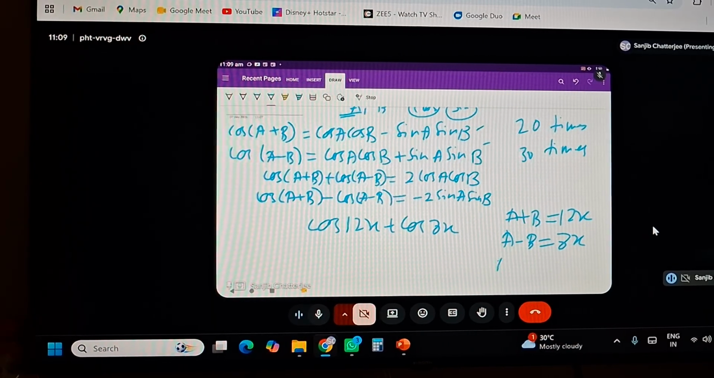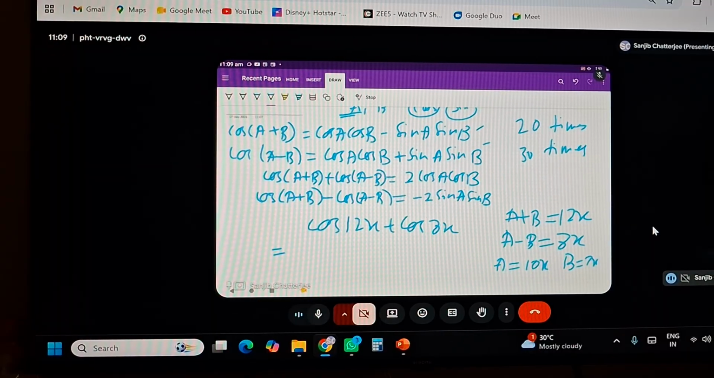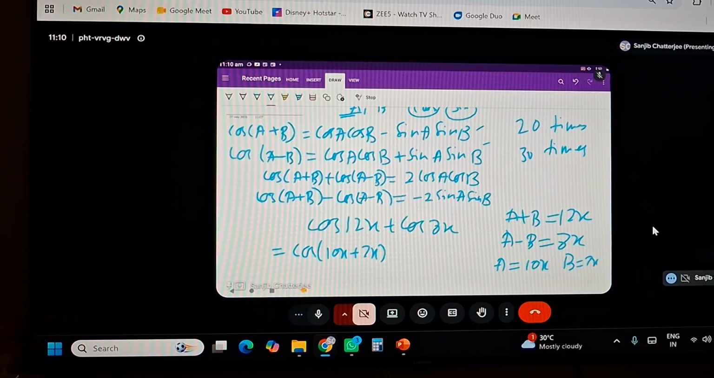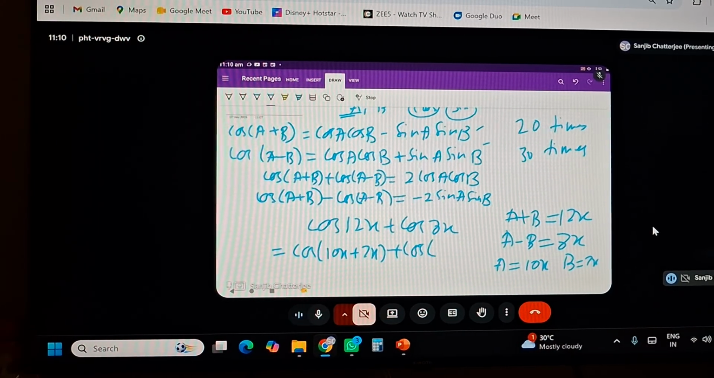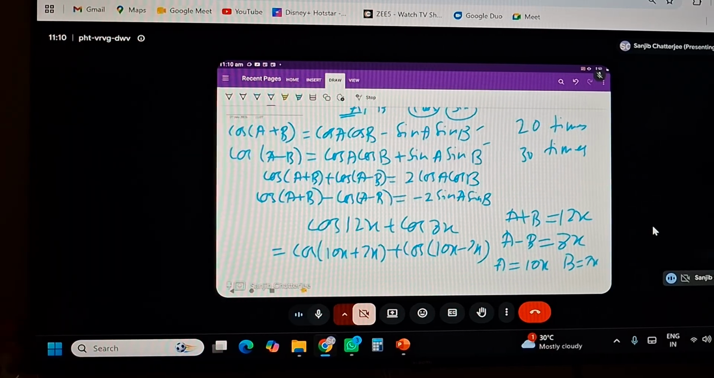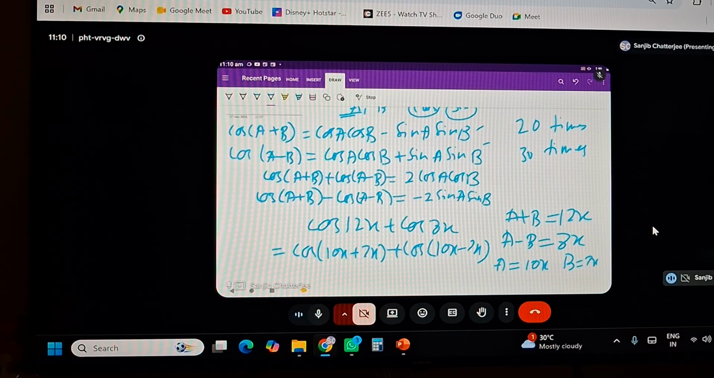So here a will be 10x, right, and b will be 2x. Fine. So now this one we can write like cos of a plus b, like 10x plus 2x, plus cos of 10x minus 2x. So it will be like cos of a plus b, cos of a minus b. So you can treat this one like this, right?